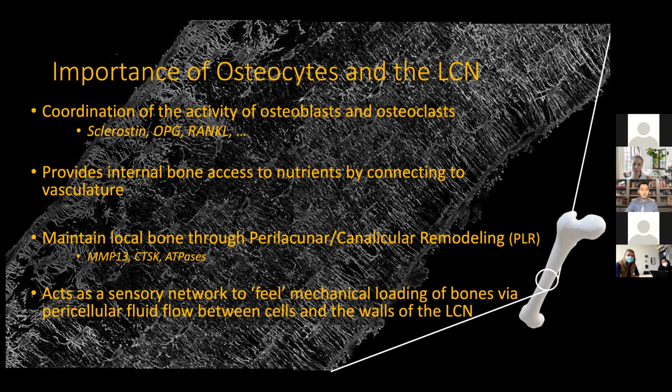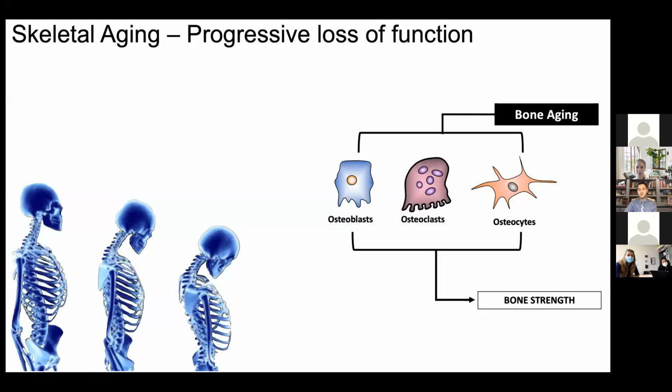I'm going to jump over to our second topic, which is skeletal aging, which we know is marked by a progressive loss of function in our tissue. And when we think of the different classes of bone cells and their functions in this process, the roles of osteoblasts and osteoclasts are relatively well known to lead to decreases in bone mass. But the functions of osteocytes are not as well understood.